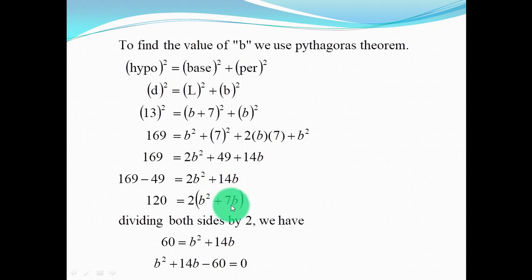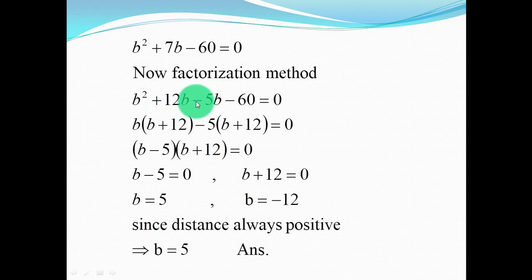Dividing both sides by 2, we divide 120 by 2 and get 60, and 2 divided by 2 is 1, so the remaining is b square plus 7b. When we shift the 60 to the right side, its sign changes from positive to negative. Now we use the factorization method to find the value of b. Apply the factorization method: b square plus 12b minus 5b minus 60 is equal to 0.